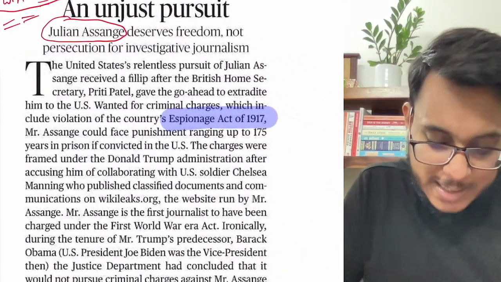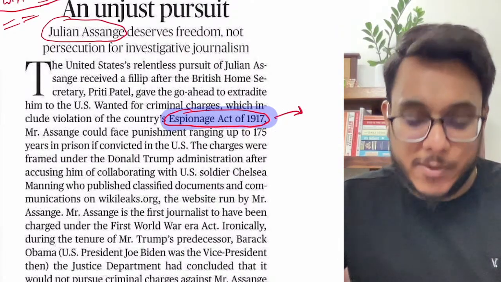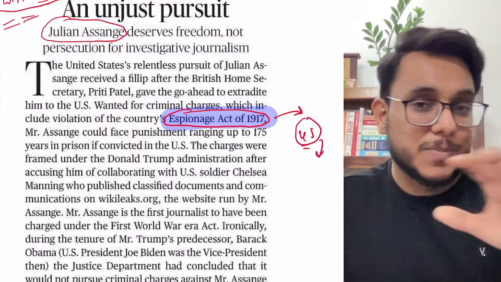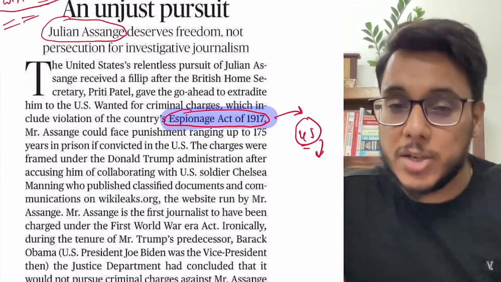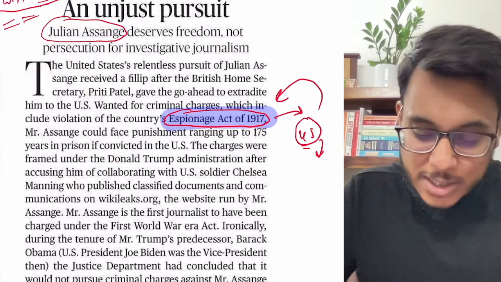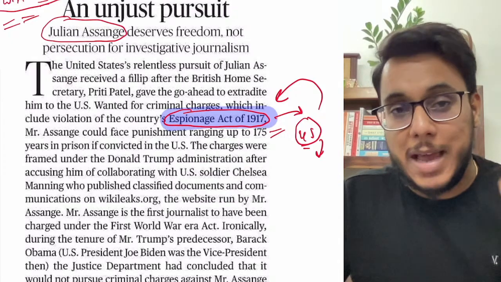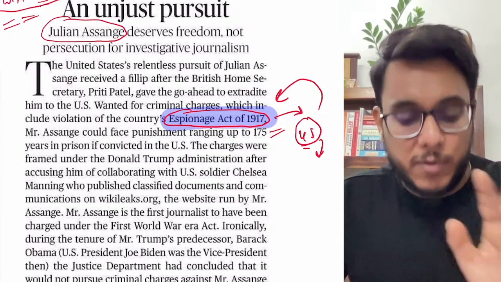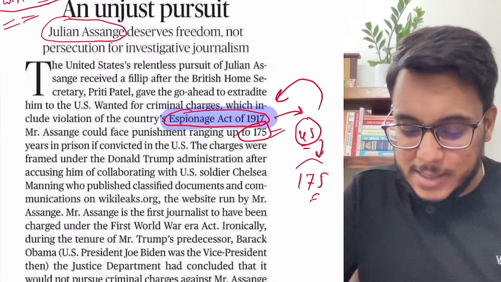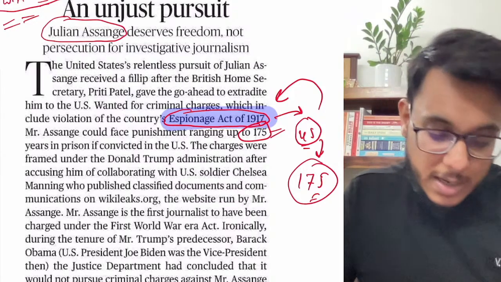He has been charged under the Espionage Act of 1917. The Espionage Act of 1917 is the USA's legislation which provides that if any person gives confidential information to the public, he could be prosecuted under this act. So Julian Assange has been charged under this World War I era law. If convicted, he could face punishment of up to 175 years. But guys, right now Julian Assange is not in the custody of the USA.